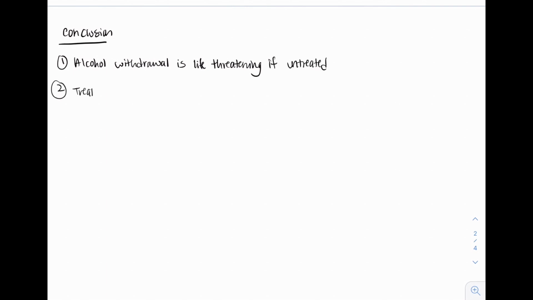In conclusion, alcohol withdrawal is a potentially life-threatening condition if left untreated, due to loss of inhibition of the GABA receptor and uncontrolled excitation of glutamate receptors. Treatment is primarily with benzodiazepines that are dosed based on the CIWA protocol and monitoring nutritional status.